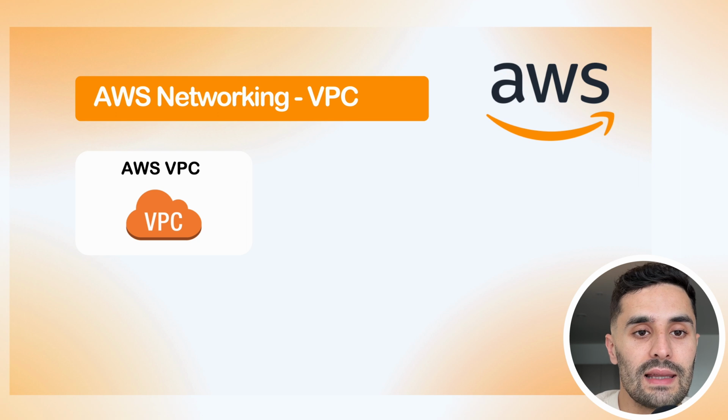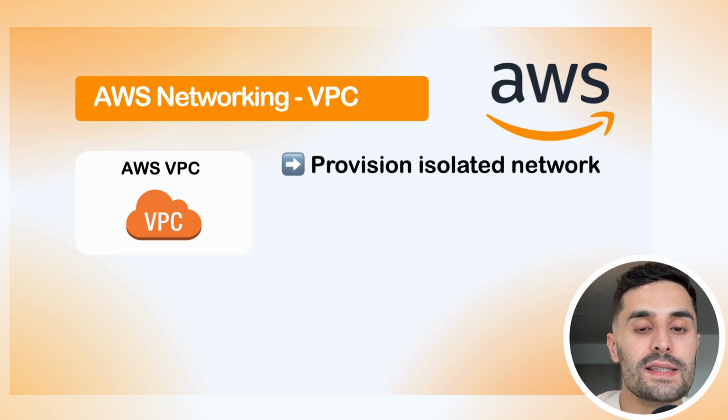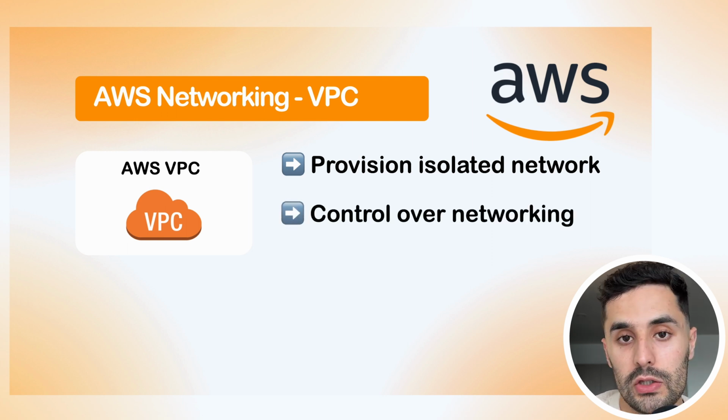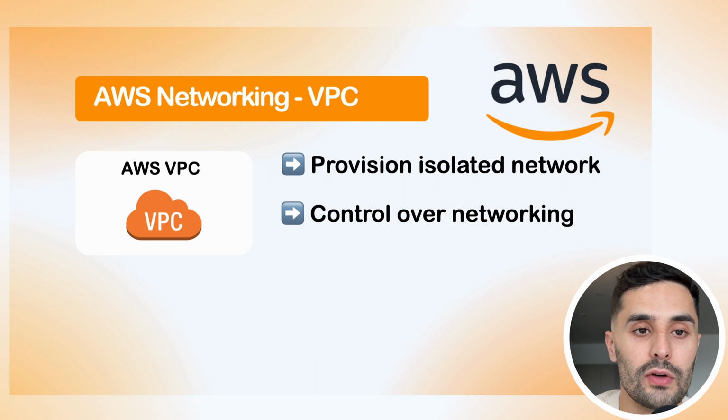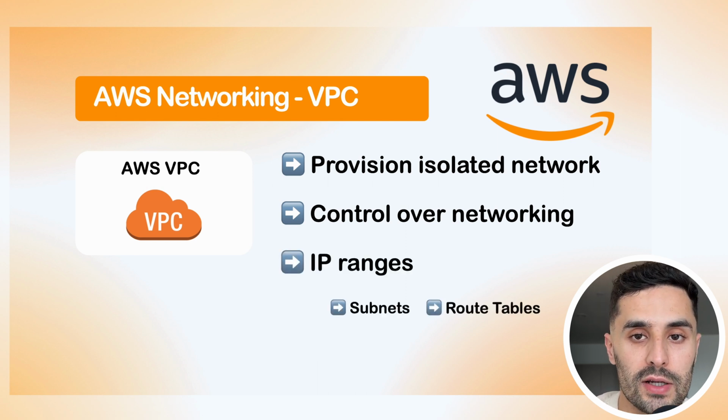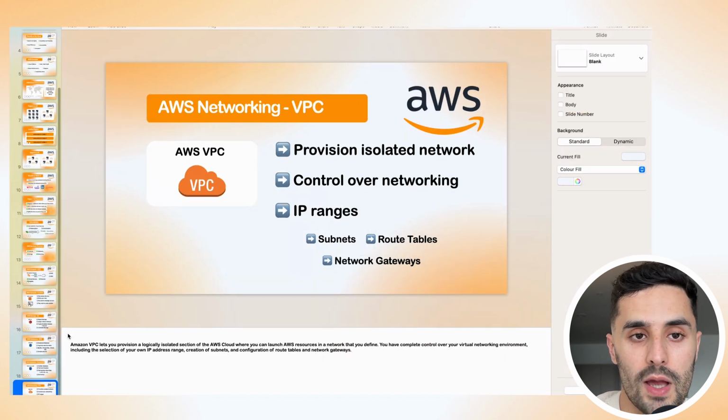Amazon VPC lets you provision a logical isolated section of the AWS Cloud where you can launch AWS resources in a network that you define. You have complete control over your virtual networking environment, including the selection of your own IP address range, creation of subnets, and configuration of route tables and network gateways.